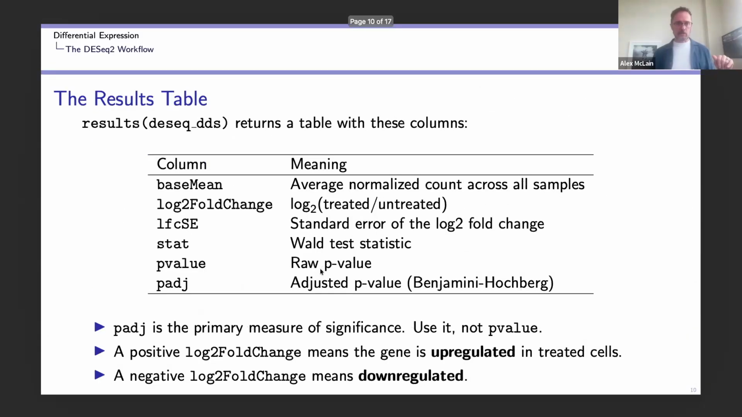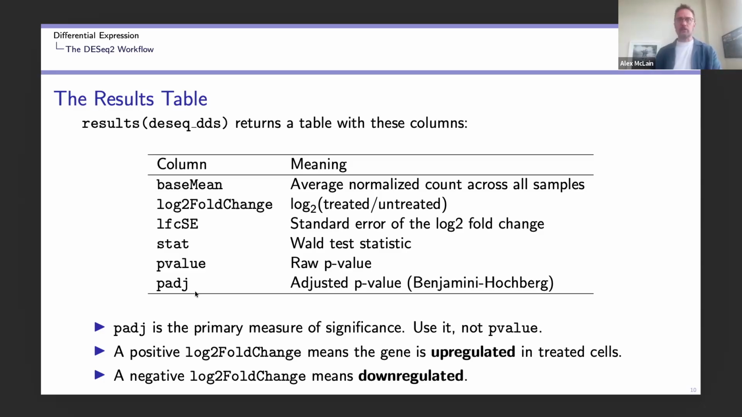And from there, we get the results, which are going to give us the average normalized count across all samples. This result is going to have this information for each gene: the log2 fold change, which is log base 2 of treated over untreated; the standard error of that log2 fold change; the Wald statistic, which is our test statistic, kind of like our t statistic, and this one has a Z distribution; and the raw p-value and the adjusted p-value, adjusted for multiple comparisons.